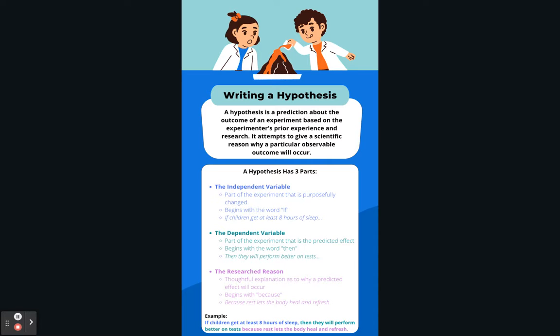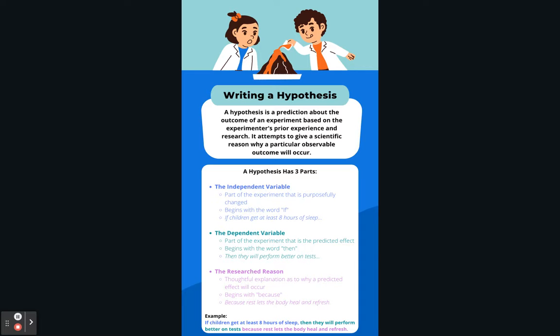Now, if I move on to the dependent variable, this is the change that happens in your experiment as a result of changing the independent variable. So, this is usually what you're measuring. So, this always begins with the word then. And finally, the third part of the hypothesis is a thoughtful explanation as to why a predicted effect will occur. And this always begins with the word because. This is where your research comes into play a little bit, and this will help you in creating your hypothesis.